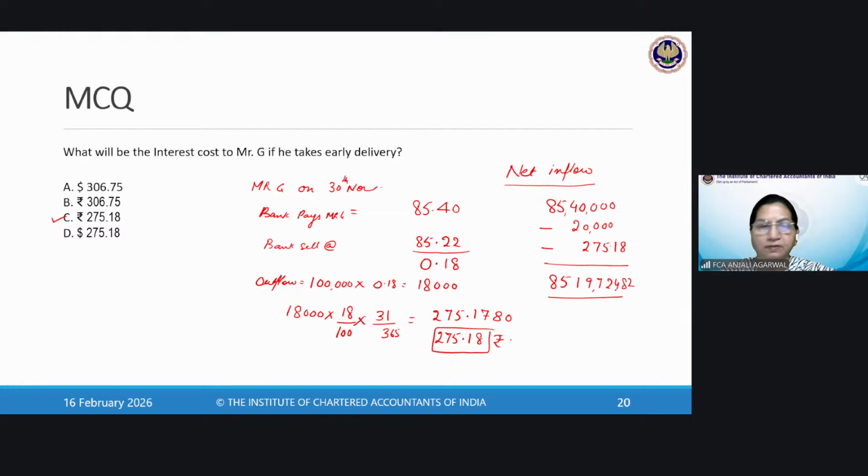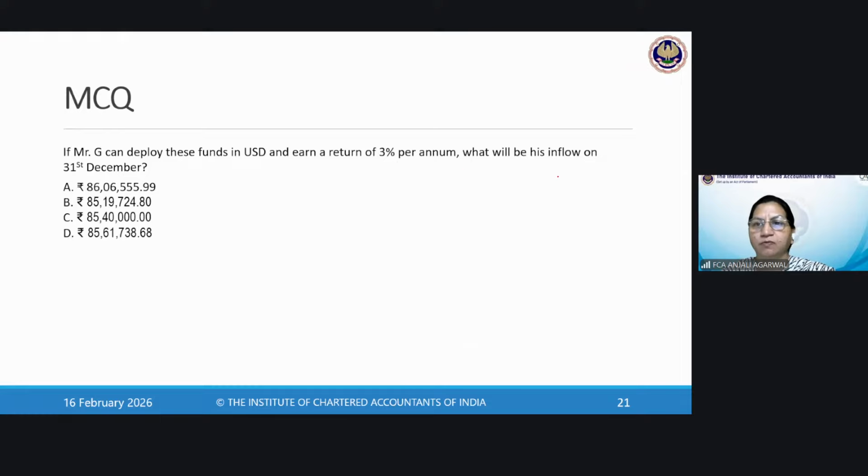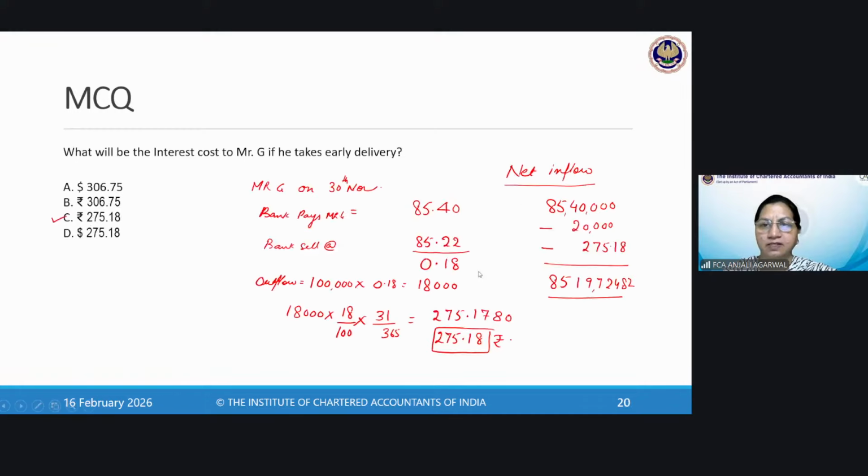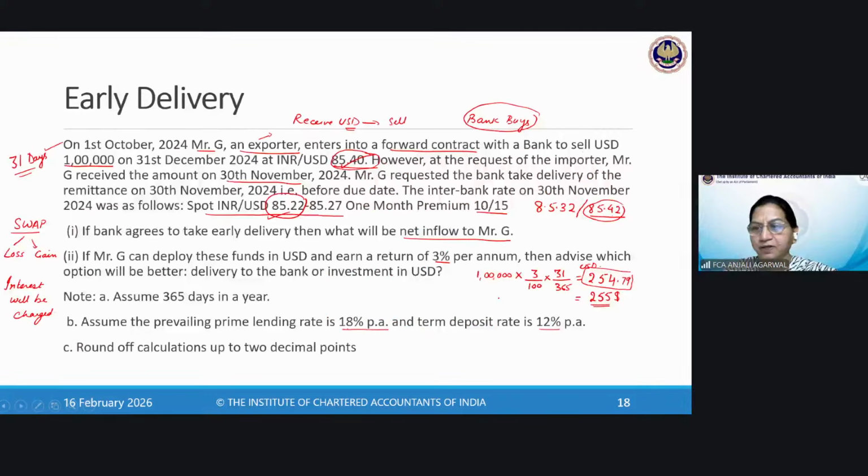If Mr. G can deploy these funds in the USD and earn 3% per annum, what will be his inflow on 31st December? So like we said, the 100,000 he will sell in the forward market with the bank, which he's already agreed with, 85.40. So for this, he will get 85 lakh 40,000 rupees. And the interest which he has earned, $254.79.